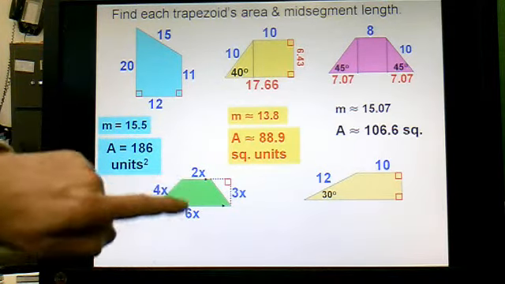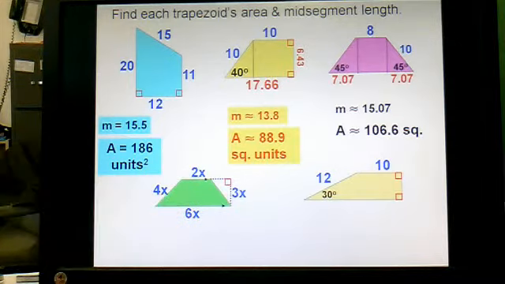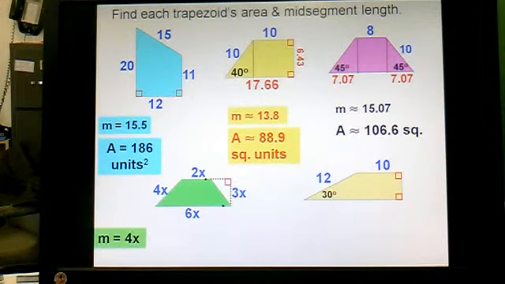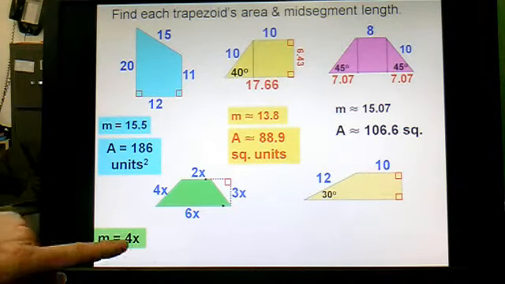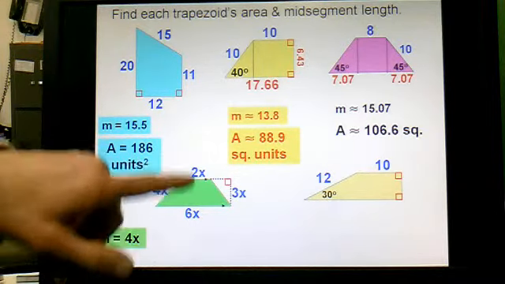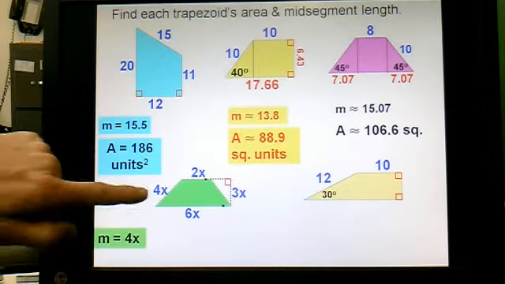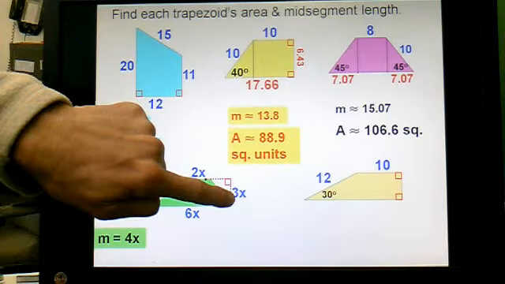The mid-segment is just the average of the two bases. So 6 plus 2 is 8. Half of 8x would be 4x. So the mid-segment's 4x. Once you have the mid-segment, all you have to do is multiply by the height. That's the average of the bases. This is garbage. This is your actual height.